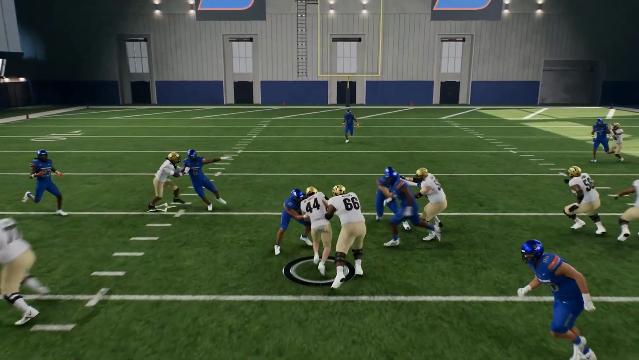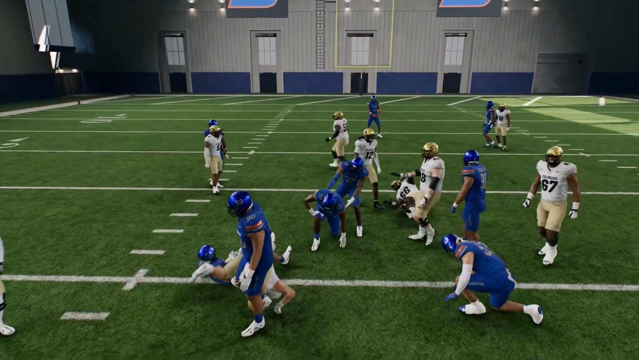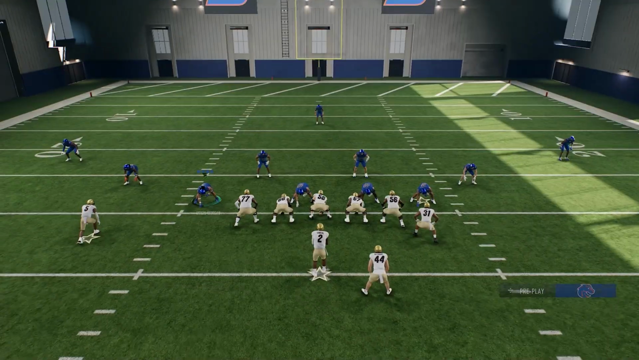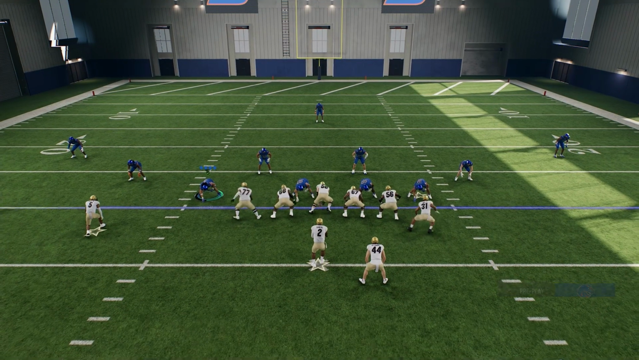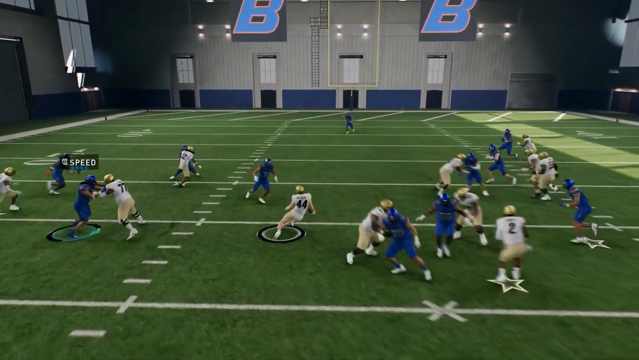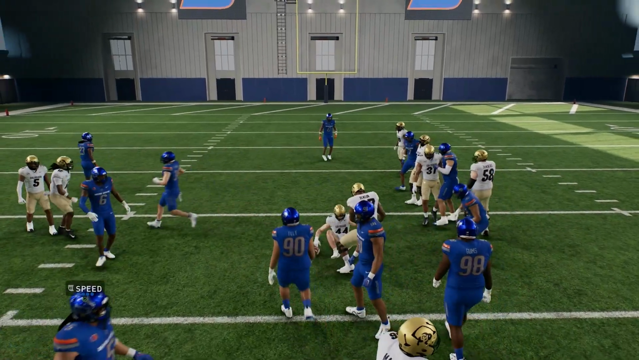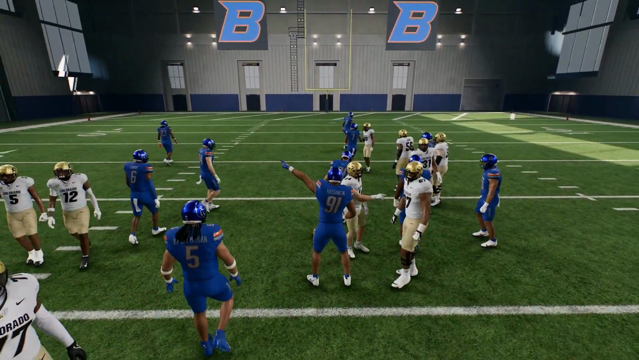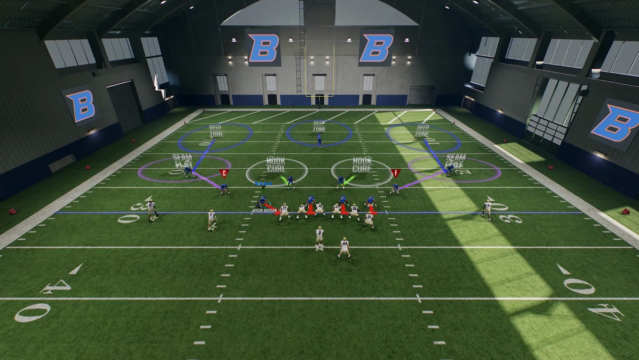So you can see, yeah, he was kind of widening it out in case they decided to pass the ball. But you saw his eyes were in the backfield there, watching that running back. So that way, he can catch him if he tries to break it outside on this left side of the field.